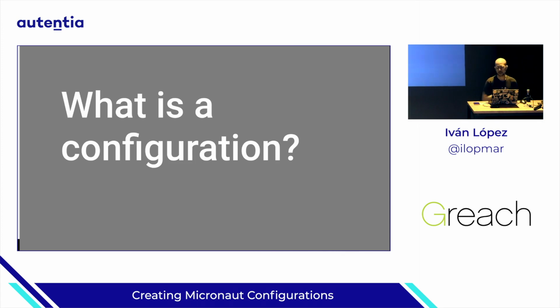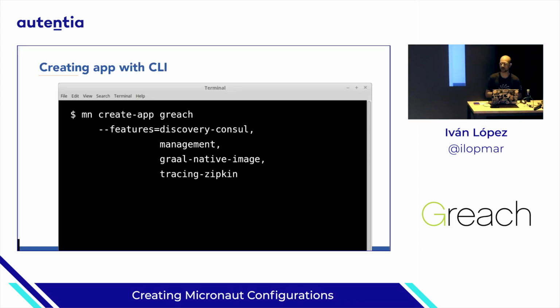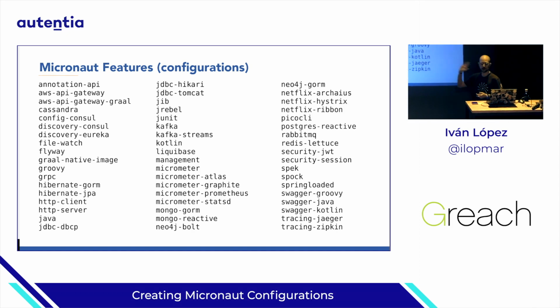So let's start. The title of this talk is creating Micronaut configuration, but what is really a configuration? When you, for example, use the CLI to create the skeleton of a Micronaut application, you can pass those features, any of those, or a lot of them: Discovery Consul, management, Graal native image, tracing with Zipkin. We have a lot of them. All of those are configurations or features, so I'm going to use both words during the talk.